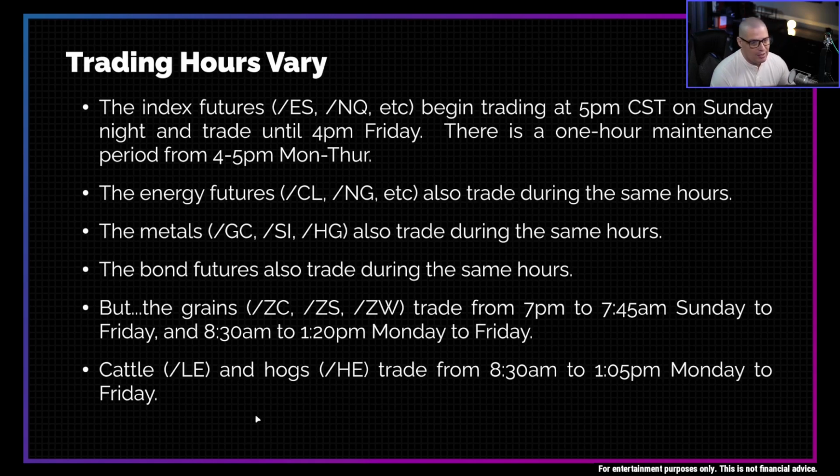Also, cattle and hogs trade some weird hours. They trade from 8:30 a.m. to 1:05 p.m. Monday through Friday. So they don't trade quite as many hours as the rest of the products, like the index and the gold and oil and all of that. And again, if you're trading a futures product and you're unsure about the trading hours, the multiplier, or the settlement, look that information up on the CME website.